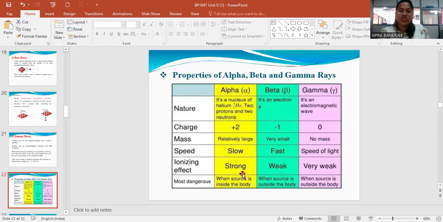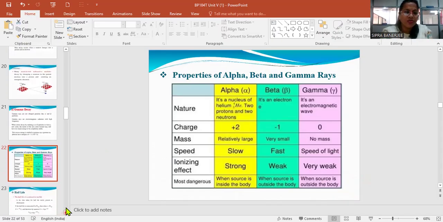Ionizing effect: alpha has a strong ionizing effect, it can ionize particles in a larger way. The beta particle has a weak tendency of ionization, and gamma cannot ionize much. Most dangerous is when the source is inside the body. If the alpha particle is inside the body, it will have a dangerous effect, and the beta particle will have an effect from outside the body, and the gamma particle also, with the source outside the body, will show effects in the tissues of the human body.